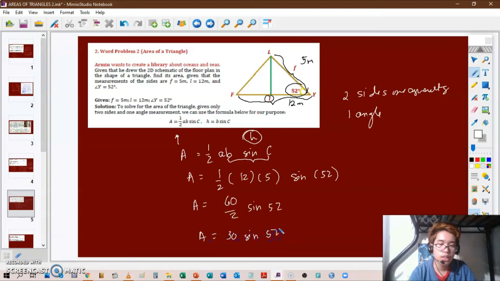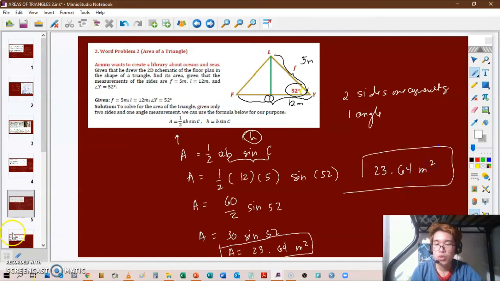And what's 30 sine 52? Okay, 30 sine 52 is equal to 23.64 square meters. Therefore, the area of the library that Armin would need to build will be 23.64 square meters.